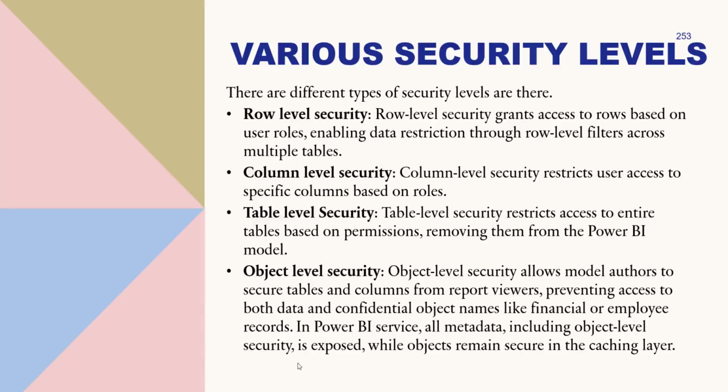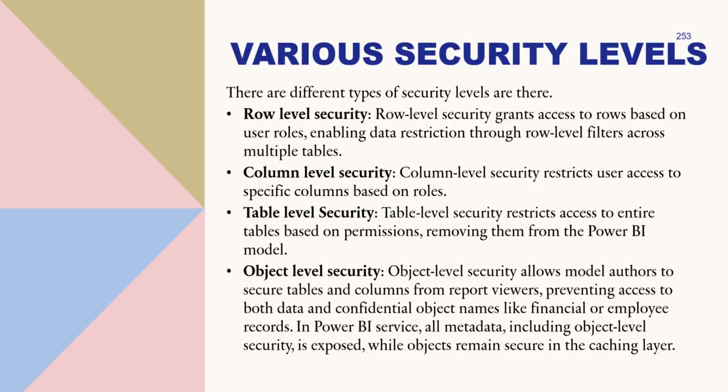So our first is the row level security. This security grants access to rows based on the user roles, enabling data restriction through row level filters across multiple tables. And the second is the column level security. This will restrict users from accessing specific columns based on the roles. And third is the table level security. This will restrict access to the entire table based on the permission by removing them from the Power BI model.